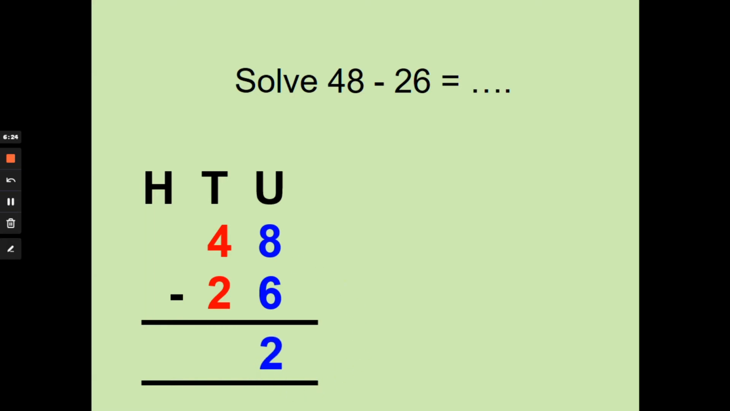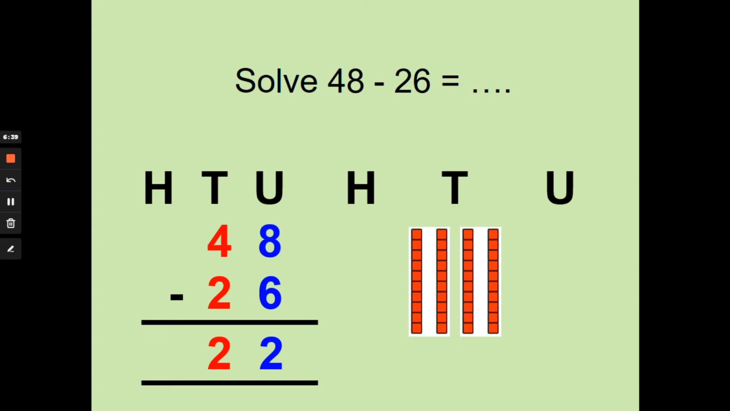So the first thing we need to do is do 8 take away 6. And that equals 2. We then do 4 take away 2, which equals 2. Here's a visual picture, so you can see it. That was 8 take away 6, that leaves you with 2. And then we do 4 take away 2, so it'd be 40 take away 20, because it's in the tens column. And that would leave us with 22.